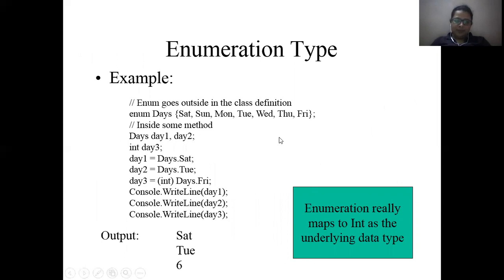Enumerations. Enumeration type is really mapped to an integer as the underlying data type. First, enum goes outside of the class definition. Here we define enum Days: Saturday, Sunday, Monday, Tuesday, Wednesday, Thursday, and Friday. Inside some method, Days day1, day2; int day3. day1 = Days.Saturday, day2 = Days.Tuesday, day3 = (int)Days.Friday. Console.WriteLine(day1), Console.WriteLine(day2), Console.WriteLine(day3). Here day1 is Saturday, day2 is Tuesday, and day3 is an integer. We have put Friday as the number 6.